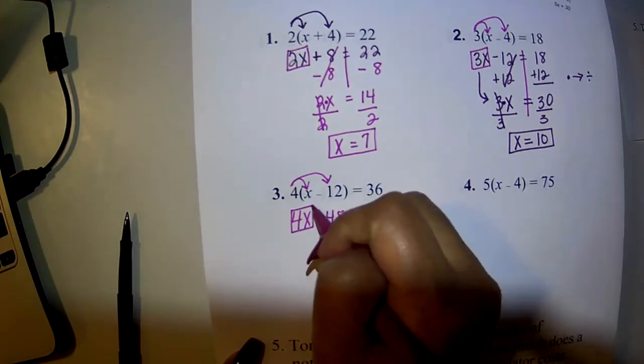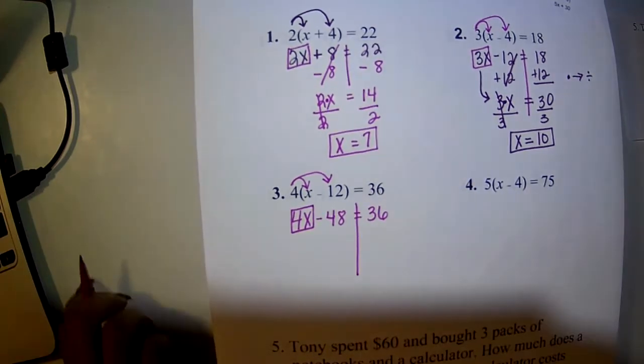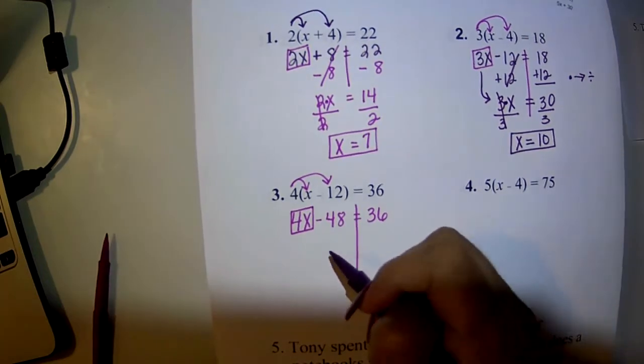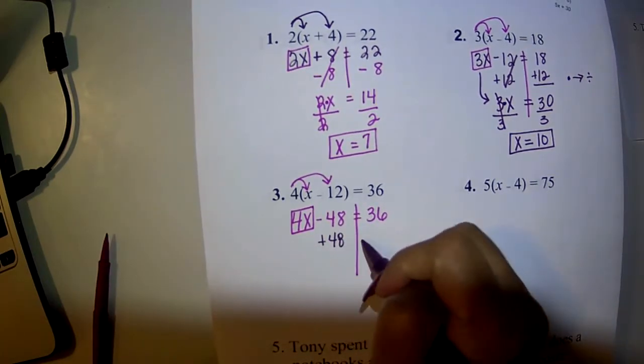I'm going to go ahead and work on my strategies, and then we can start solving our equation. So to get rid of a negative 48, I'm going to add 48 to both sides.